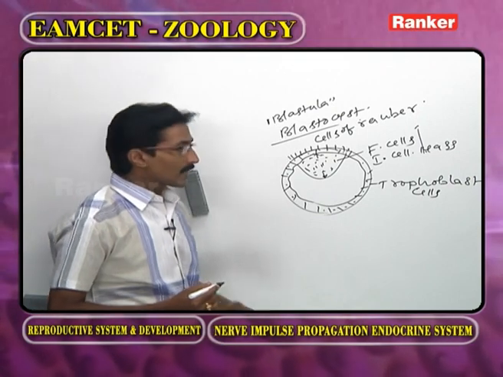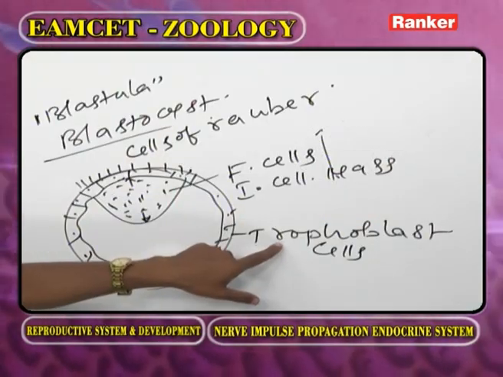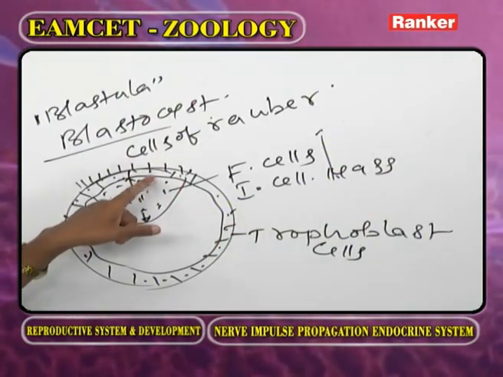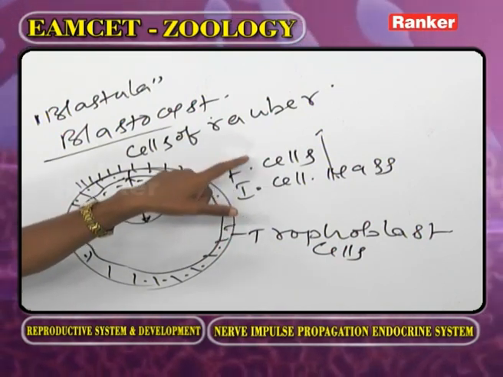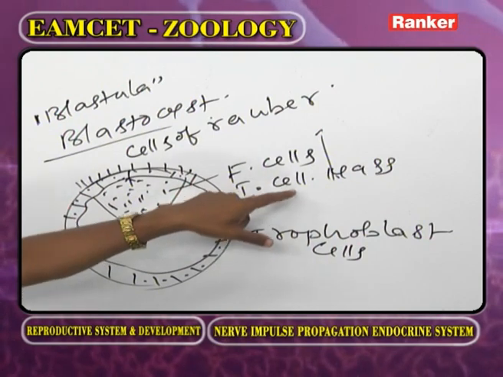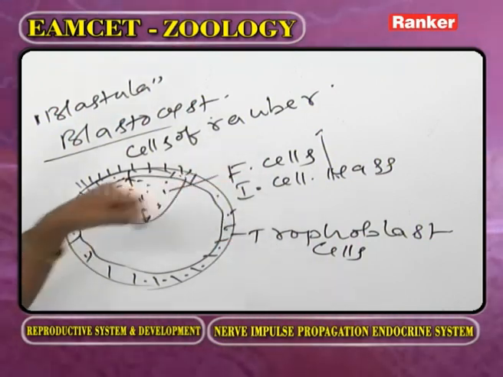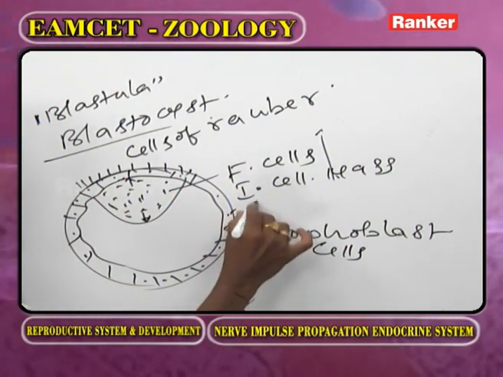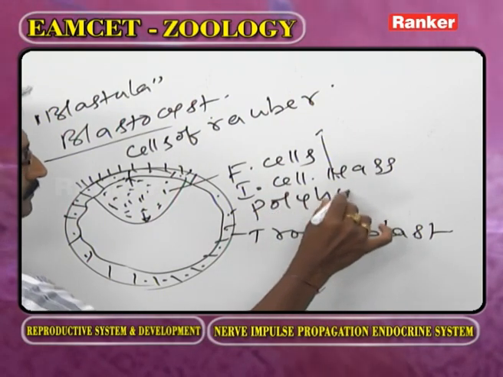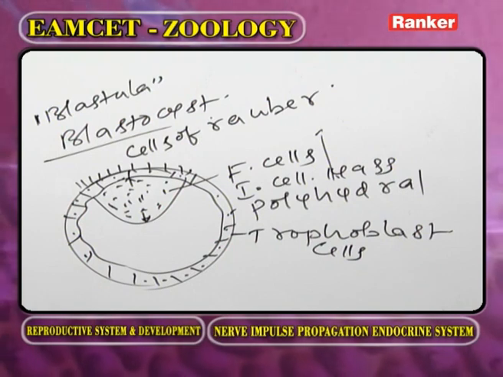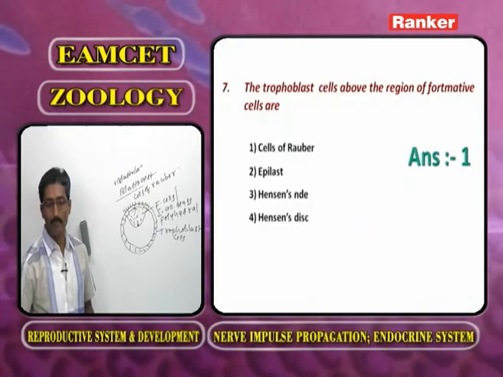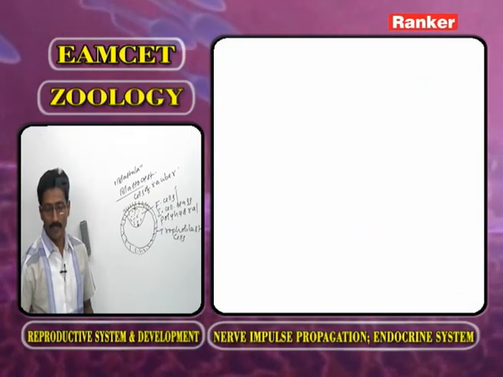What are the cells of Rauber? Nothing but trophoblast cells present above, or on the dorsal side of, the formative cells. What is the other name of formative cells? Inner cell mass. What is the shape of formative cells? Polyhedral. Now based on this information, what is the correct answer? The cells of Rauber. Now we go for the next question.